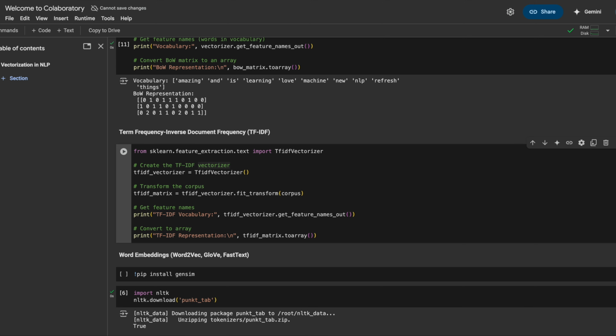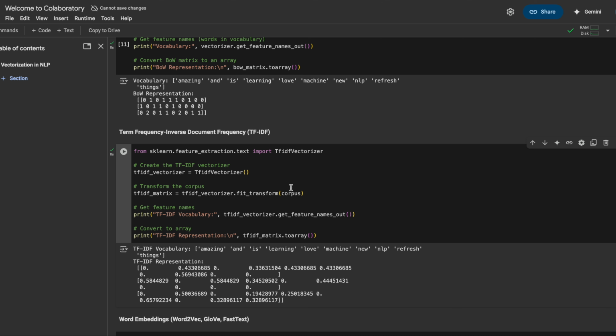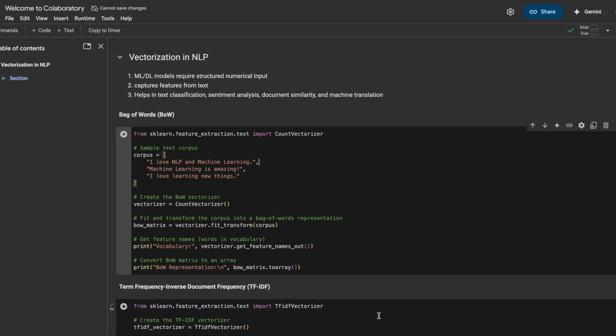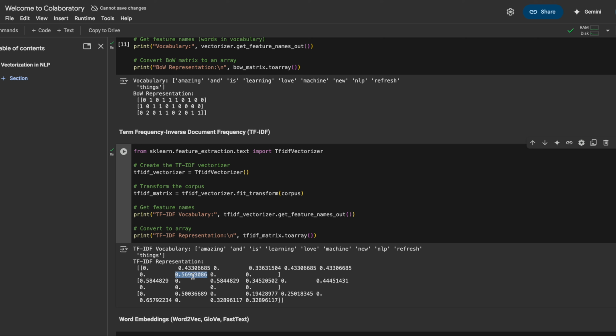Okay, now let's move on to TF-IDF, which is nothing but term frequency and inverse document frequency. It assigns importance to words based on their frequency in a document and their rarity across all documents. For the entire corpus, the TF-IDF score is represented here. Unlike bag of words, TF-IDF downweights common words and gives higher importance to rare words.